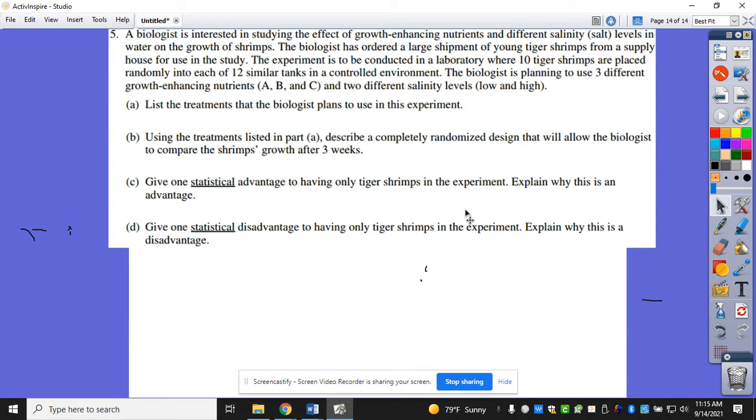Okay, so listing the treatments. I'm going to show you kind of shorthand stuff with this about how you can list treatments out without writing out 100 words. How many treatments do we have? Or how many factors do we have? Two.